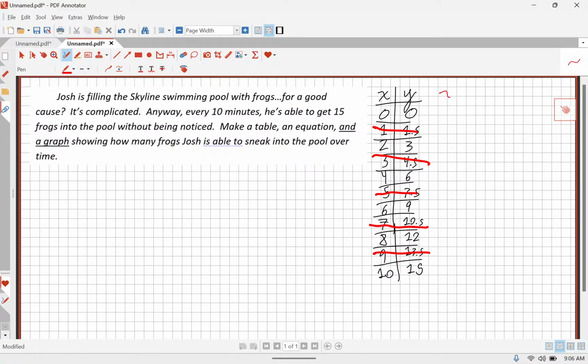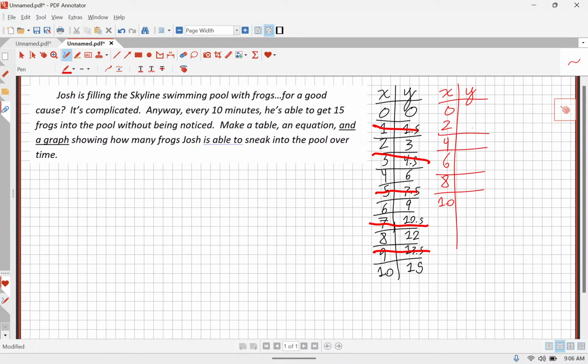So, let's see here. I'm going to rewrite this table with just those values, and you're going to see why in a minute. 0, 2, 4, 6, 8, 10. That was 0, 3, 6, 9, 12, 15. Fantastic. Thank you, Ada. What would the equation be?